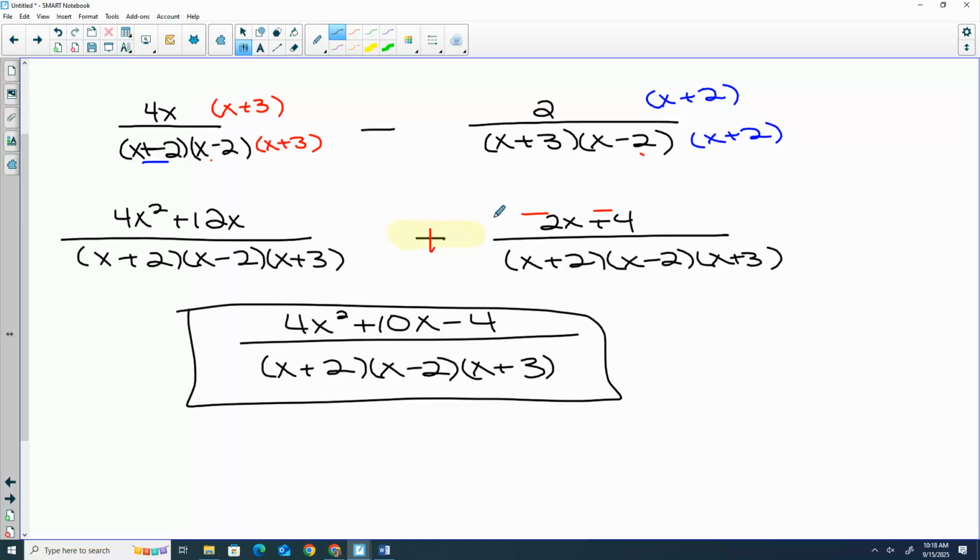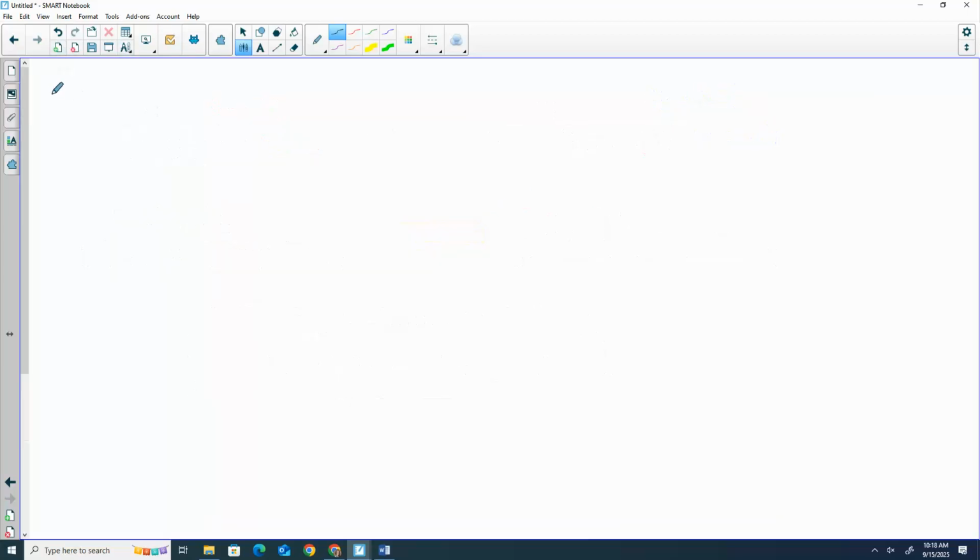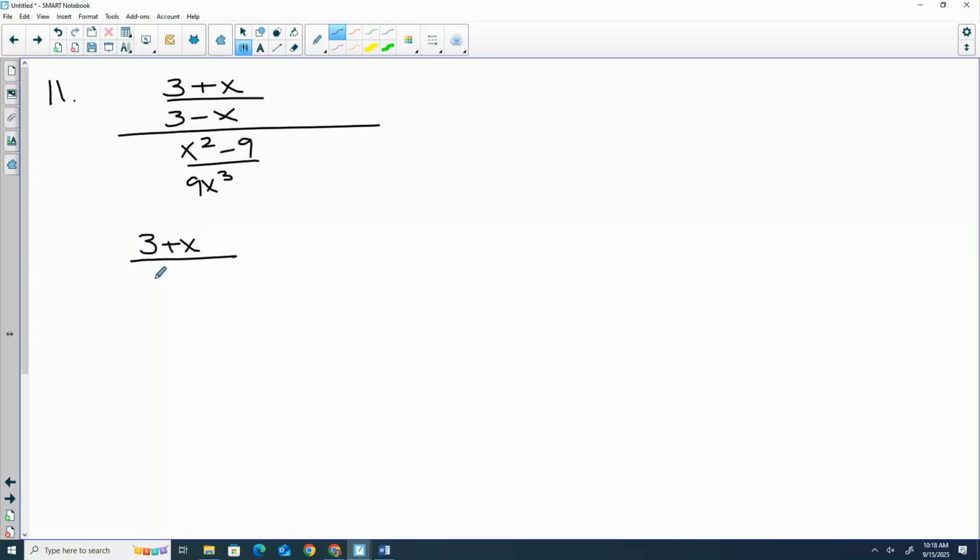9, 11, and 12 are all very similar. Let's look at problem 11 together. What is this one telling me to do? Divide. When you divide fractions, top stays the same, times, and then you flip the bottom.